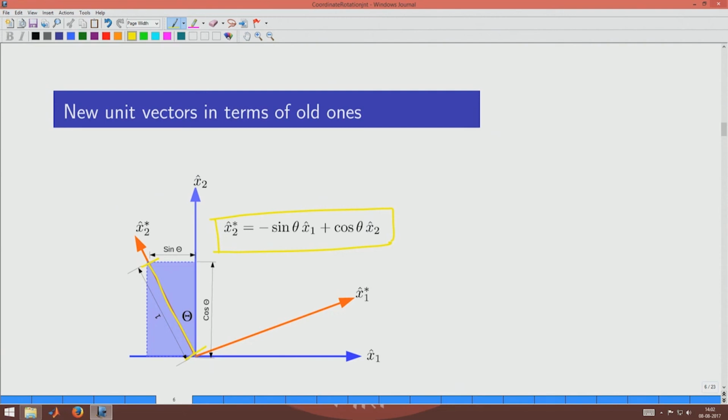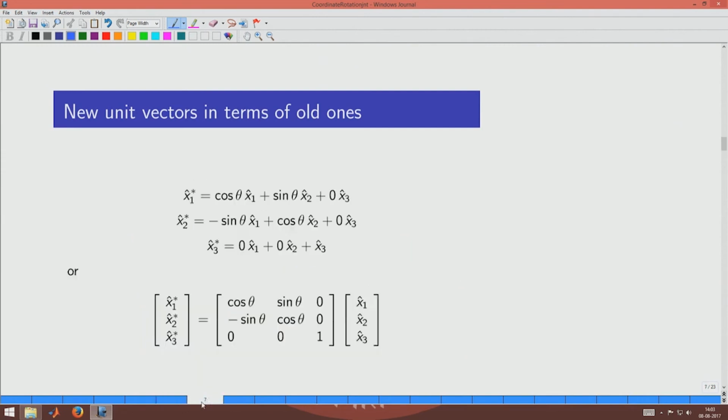At this junction we can just write this, and do we need to write x3 star in terms of anything else? We see that we do not need to worry, because we know that x3 star is the same as x3, because the rotation is about the x3 axis. So, the x3 axis has not changed its orientation at all, and we can just leave it like that. We now have basically the 3 new unit vectors in terms of the 3 old unit vectors. So, we can connect them and see how those expressions look. That is given in this form here.